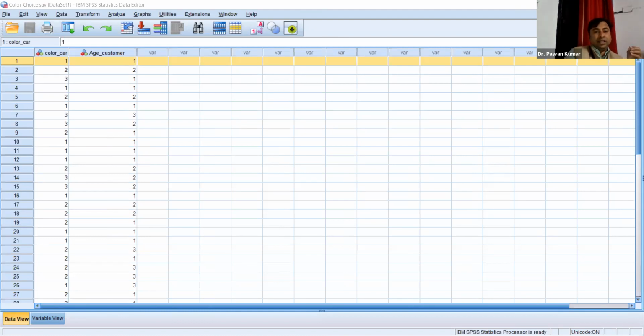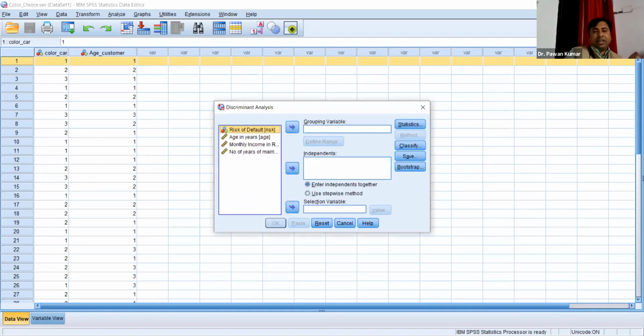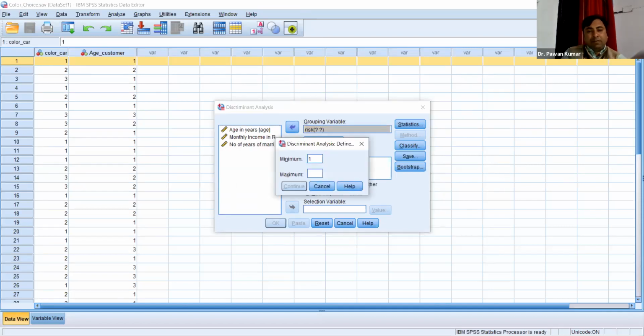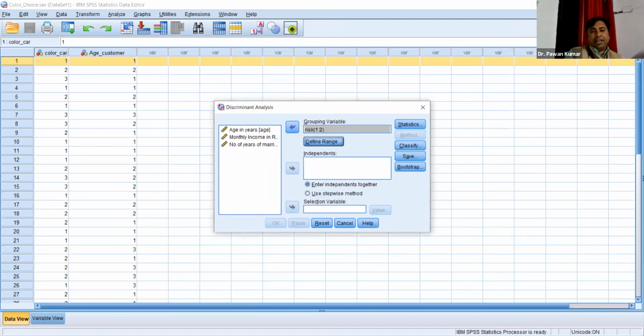So go to analyze and classify. Here is the classify option. In classify, you will click on discriminant. In the discriminant dialog, the grouping variable is always categorical. That is risk. Risk means you have one as high and two as the second category. And the independents are your age, income, and number of years of marriage.